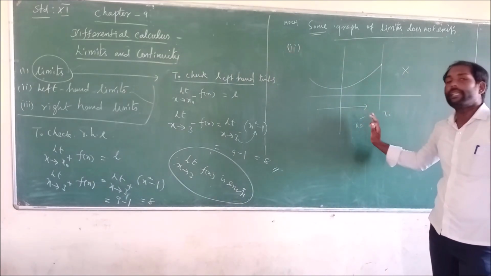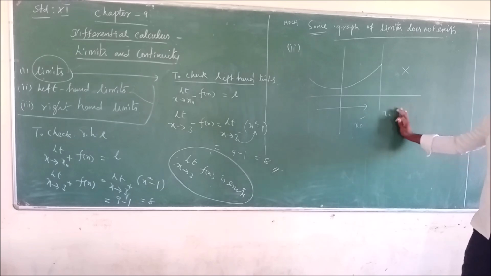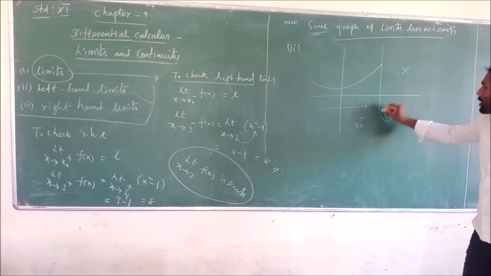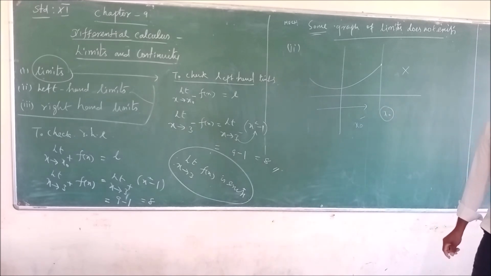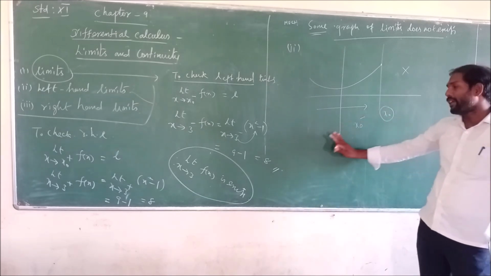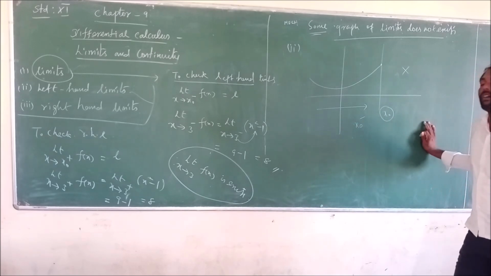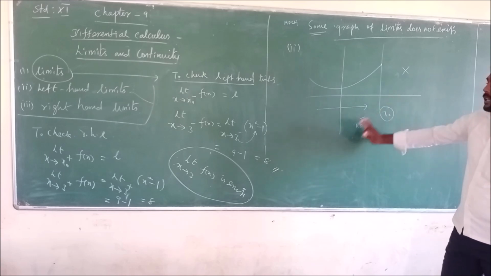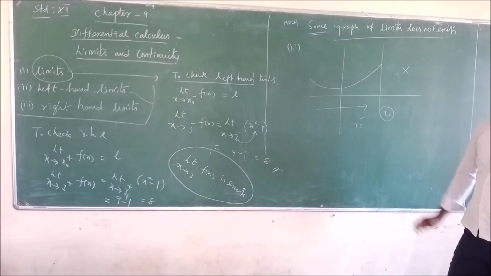If the left hand limit and the right hand limit exist and are equal, then the limit exists at the point x naught. Otherwise, if the left hand limit and the right hand limit exist but are not equal, the function's limit does not exist.